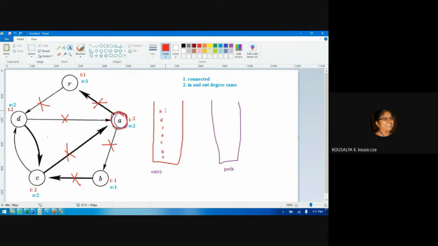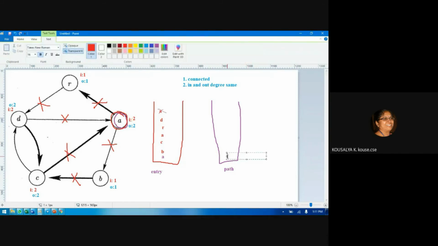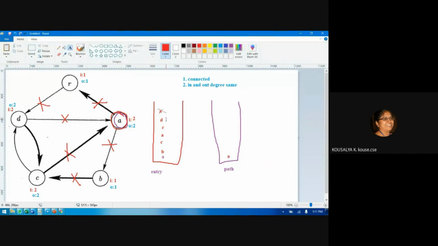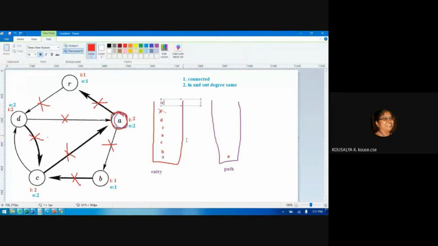Now A is on the top of the stack. I will check from A any outgoing edges. Only two outgoing edges, both visited, so I have to remove A from the stack and add it to the path. Next one is D. Here from D one outgoing edge is available, so I mark D to C as visited and add C to the stack.